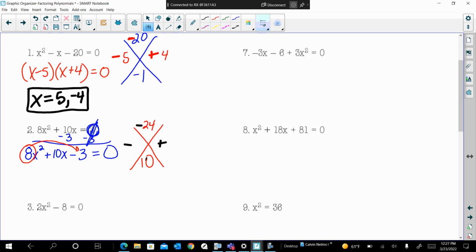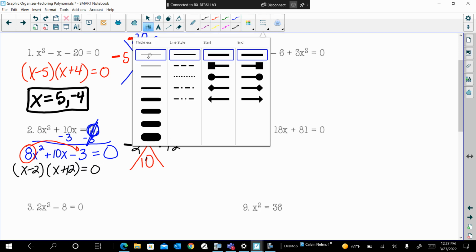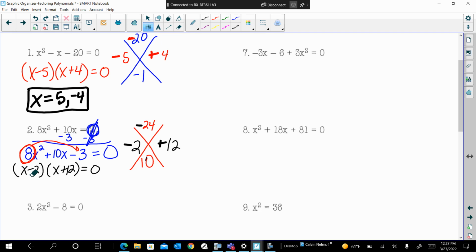So positive 12, negative 2. That makes sense? Because 2 times 12 gives you 24. All right, so we're going to write x minus 2 and x plus 12 in parentheses equals 0. But because we had a coefficient of this right here, this 8, you got to divide it by 8.